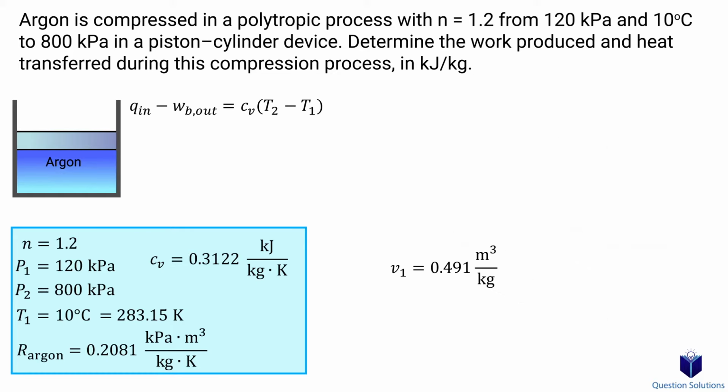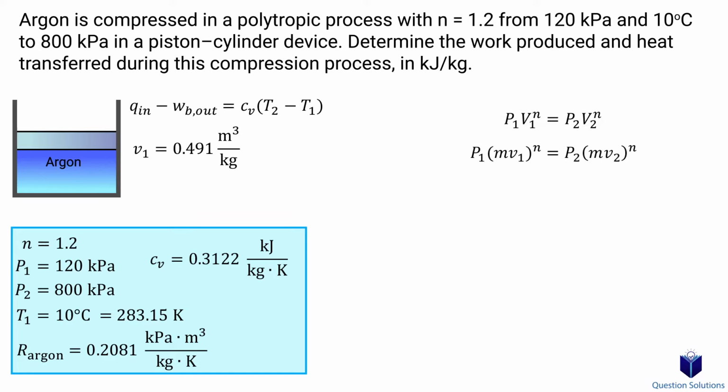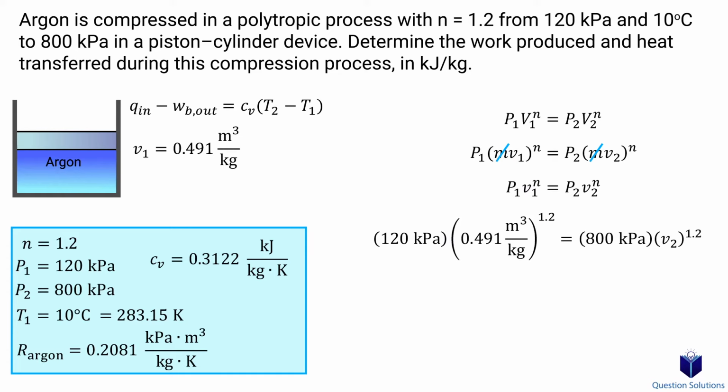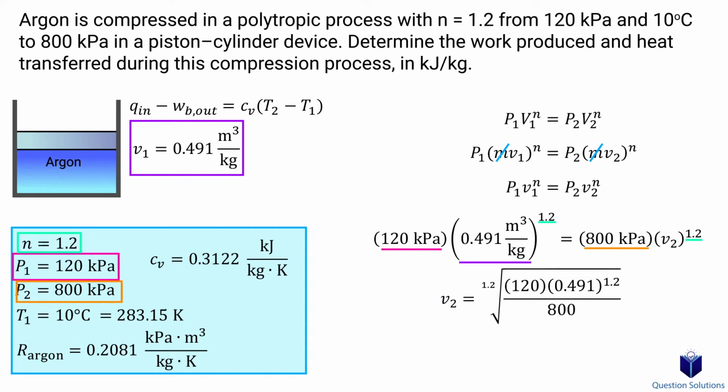To find the final specific volume, we can use this equation relating the polytropic process. Volume is mass multiplied by specific volume, so let's replace it. Now remember, mass is constant during the whole process since mass doesn't leave the system, so we can eliminate it. Let's plug our values in. Now we can solve for the final specific volume.